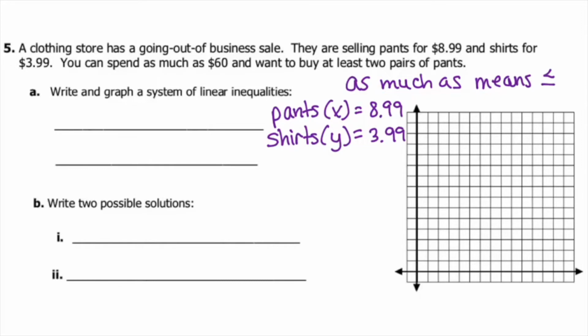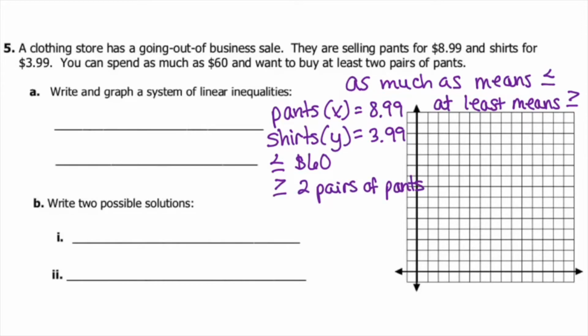And you want to buy at least 2 pairs of pants, so at least would be greater than or equal to, so that's at least greater than or equal to 2 pairs of pants. So we take that information and make our 2 inequalities. So you have x plus y for the amount of money, so that's $8.99x and $3.99y, and that's all going to equal less than or equal to the $60. Then you have at least 2 pairs of pants.